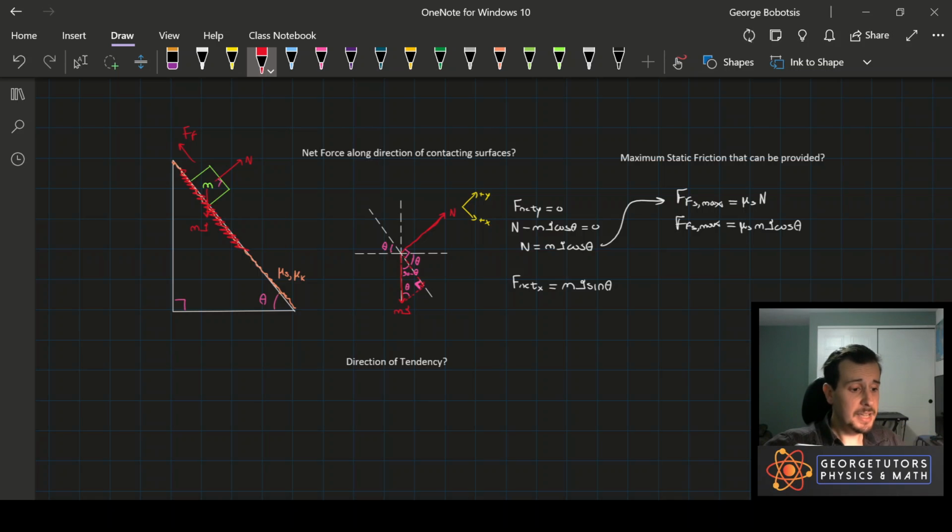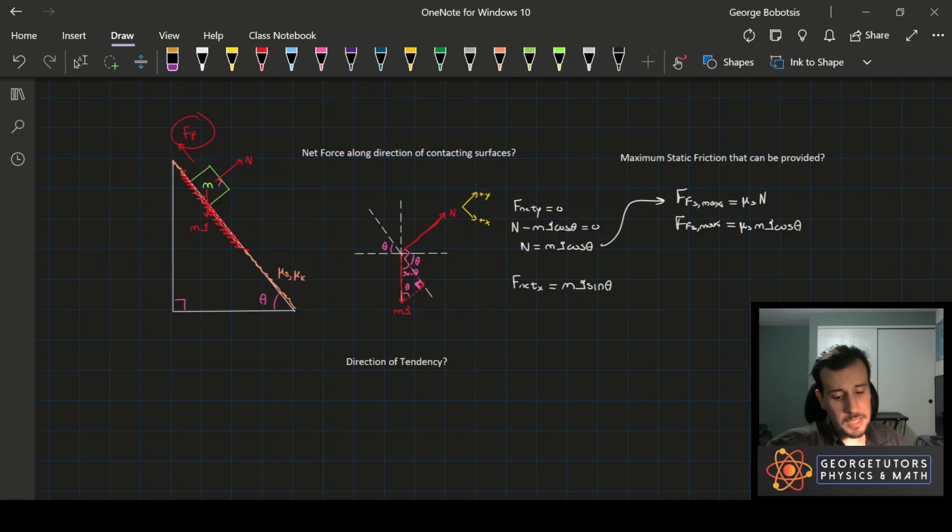And if that F net defeats the maximum that friction can provide to you, you're not only going to move, but the friction that's going to be exerted on you is going to be the kinetic kind. If, on the other hand, your F net x matches or is less than the static friction that the incline can provide, you're going to stay stationary, and your friction is only going to match that F net x that is acting along the incline.